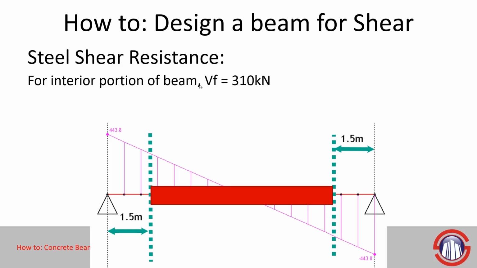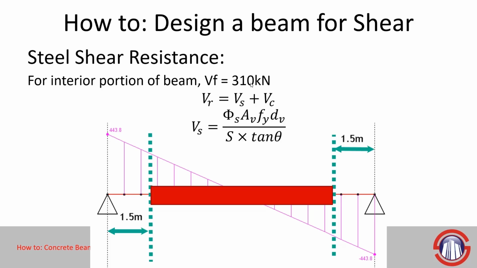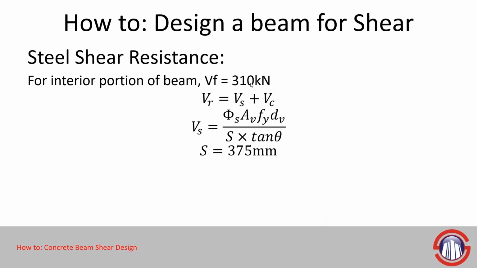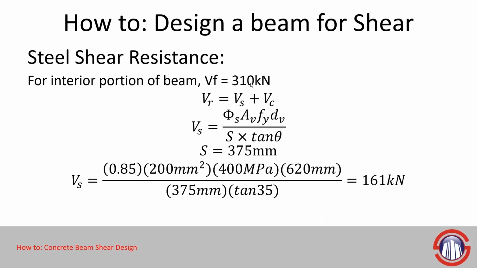Now, if we look at the interior portion of our beam, where we have slightly lower demands, 310 kilonewtons, that's this section right here. Again, we still need to make sure that our shear capacity exceeds this demand. Using the same formula as before, but a larger stirrup spacing of 375 millimeters, we find that our steel contribution to the shear capacity would be 161 kilonewtons. If we add that all together, our total shear capacity for this portion of the beam would be 319 kilonewtons, which exceeds the 310 kilonewtons of our design shear force for this section. And this also matches the value we got out of S-line.